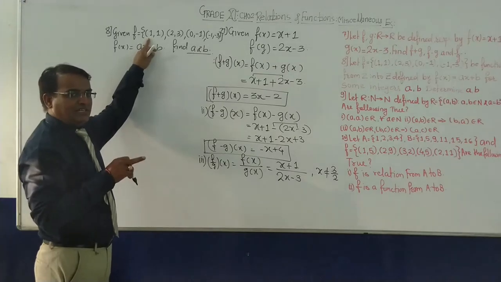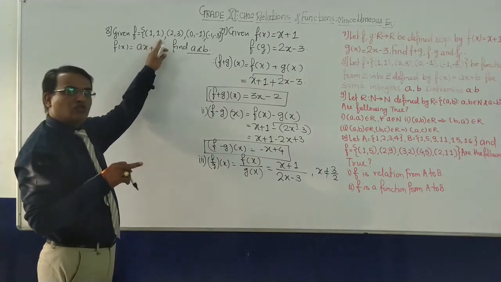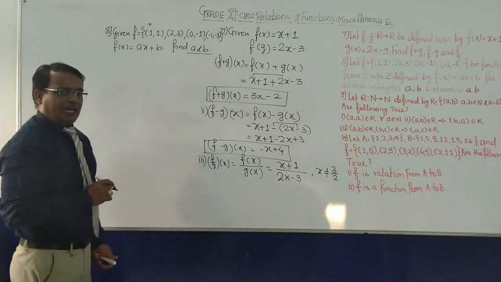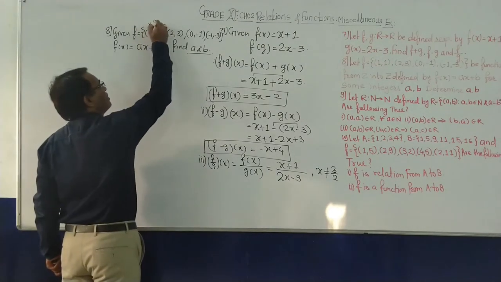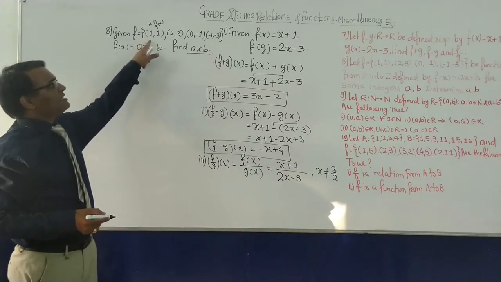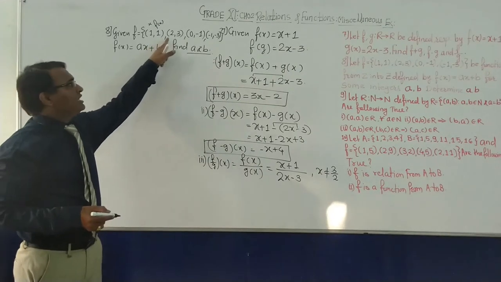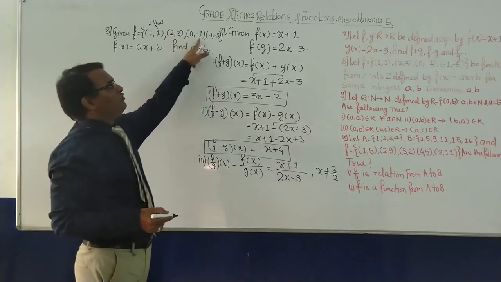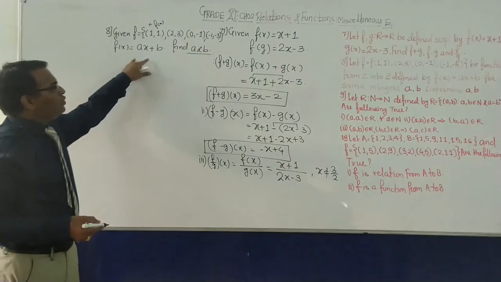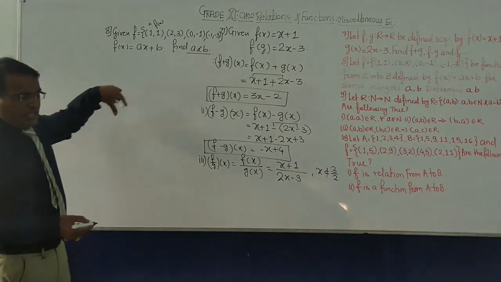From the first set. And the second element is what? From the second set. Or in a simple way, the first element is what? X. And the next one is what? Its image. Right? It means the first one is x, the next one is f of x. Then again x, f of x, x, f of x, x, f of x.